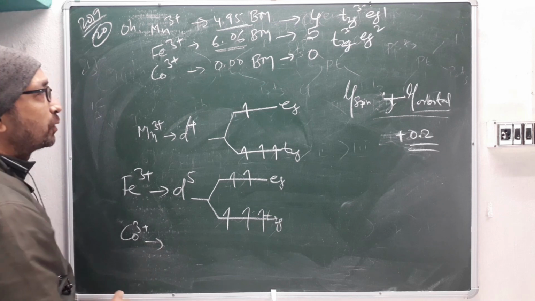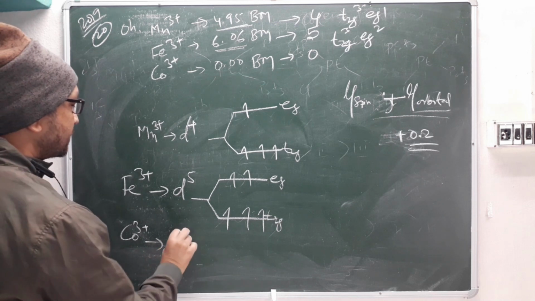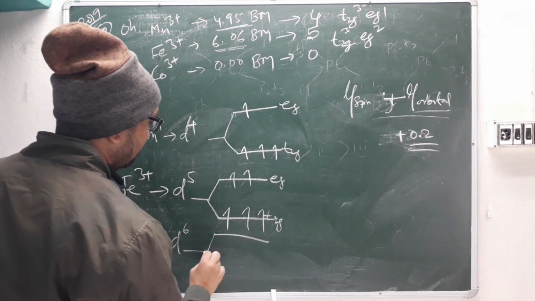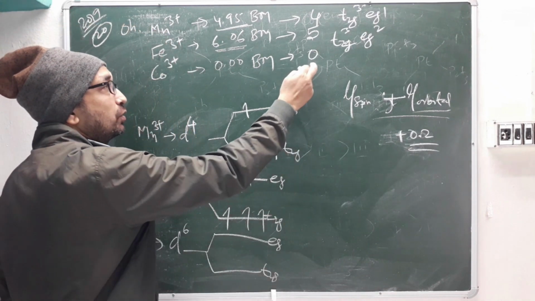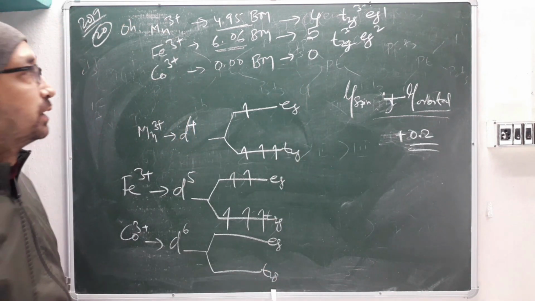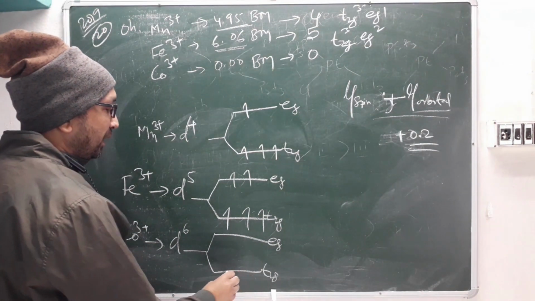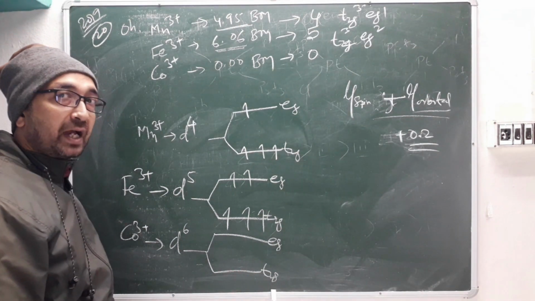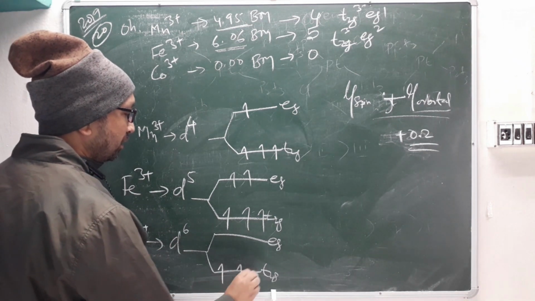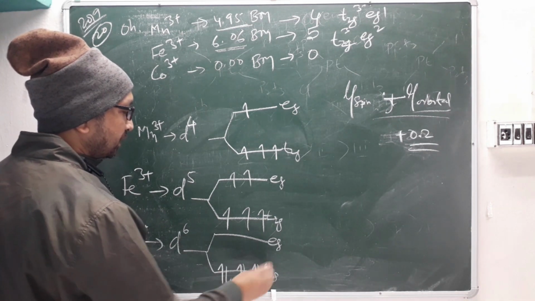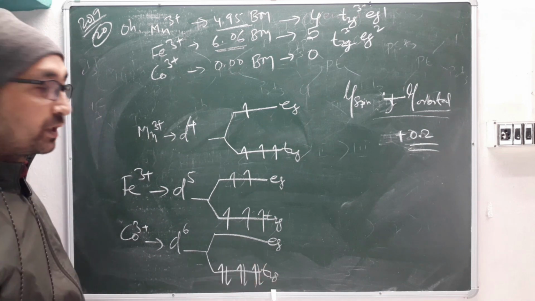Now the next one, cobalt 3 plus. Cobalt 2 plus is D7, cobalt 3 plus is D6. Now what is happening? Just see T2G and EG. They are saying 0 unpaired electrons, which means we have to pair up everything. So 6 are there, so it will be a low spin complex, right? 3, 4, 5, 6. See, all are paired up, so it's a low spin complex.